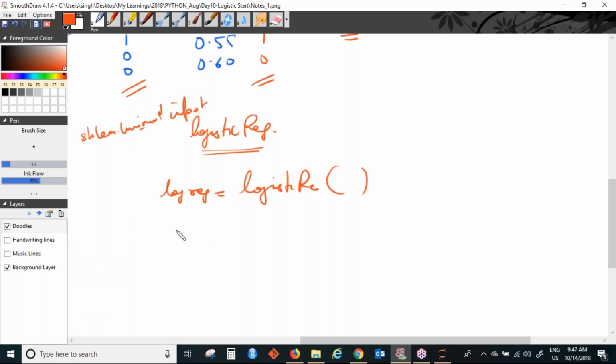Then in this empty wrapper you will pass the training data, so logreg.fit. Training data is X_train and y_train. So your model fit is done. Once your model fit is done, let's say I'll call it lm.